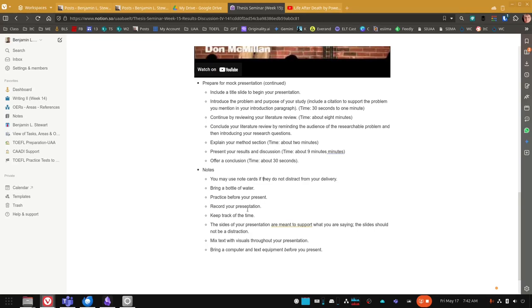Try to mix the text with visuals throughout your presentation, and you'll want to bring a computer and make sure you test the equipment before you present. For the mock presentation, I would suggest getting with your classmates that are going to present the same day and bringing just one computer and managing all of the PowerPoint files on the one computer, so we don't have to spend time moving or changing computers and can move to the next presentation in a timely fashion.